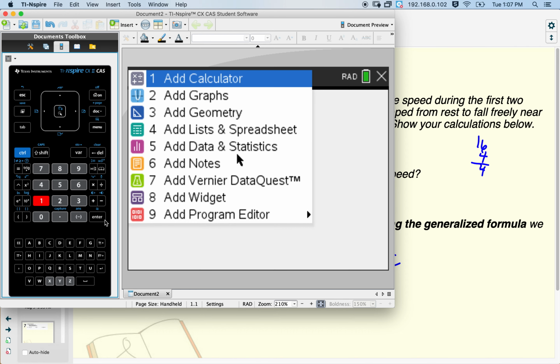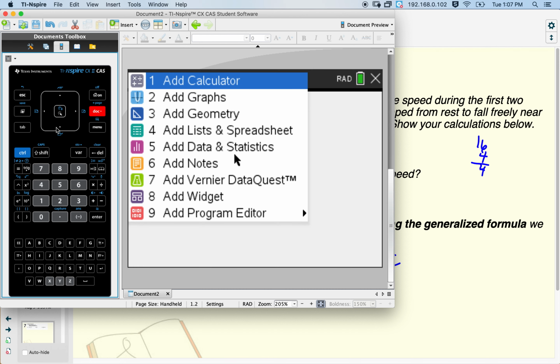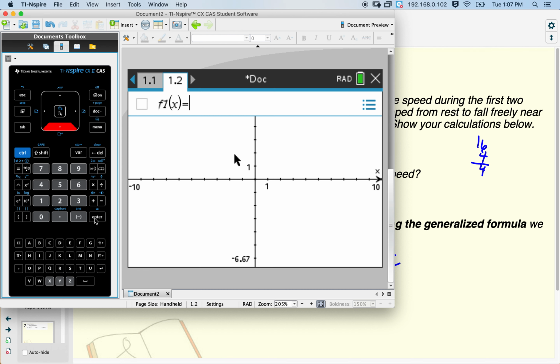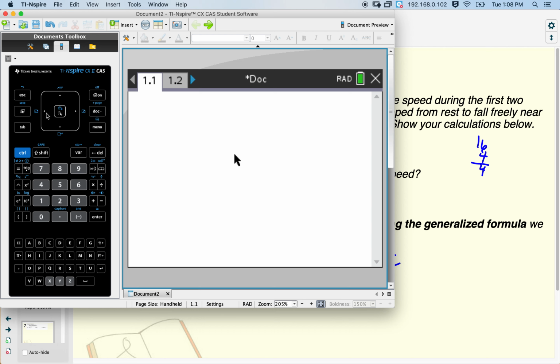So I'm going to go to 1, and I'm actually going to go number 2, and I'm going to add, let me add a graph. Okay, so let me put 16x squared in there. I'll hit enter. There's my function. Now I'm going to go back to my calculator page. You can also add a page at any time, and it's right up here. I go back to my calculator page.